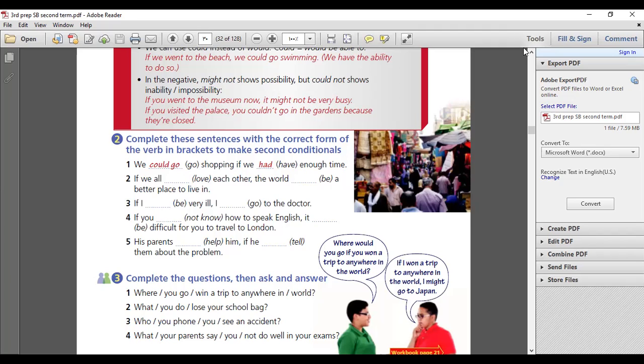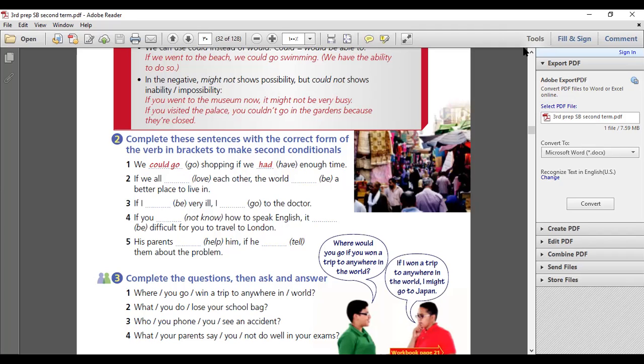If I was, if I were very ill, I go to the doctor, what will it be? Number 3. If I was very ill. The second sentence, I what? I would go. I would go. Okay.